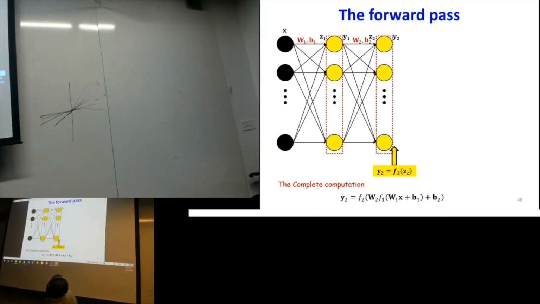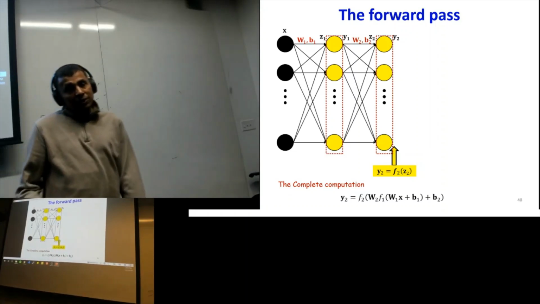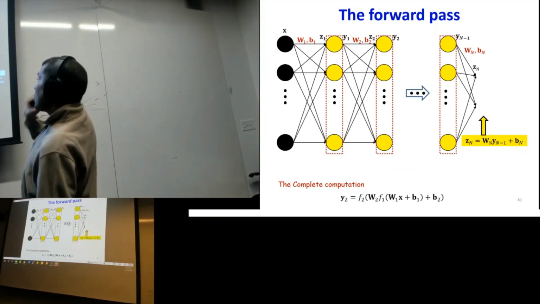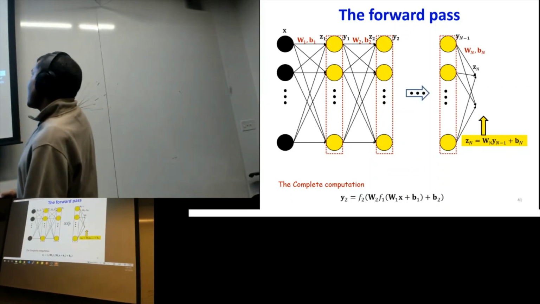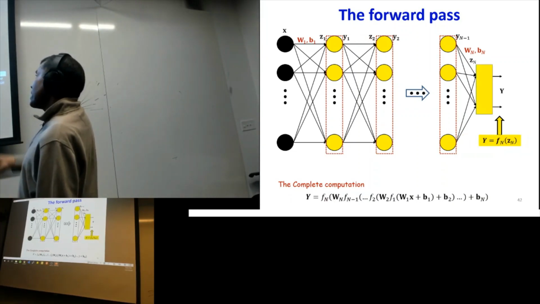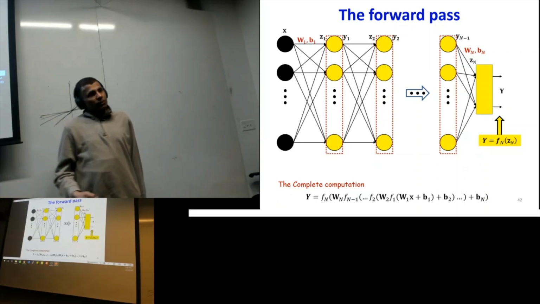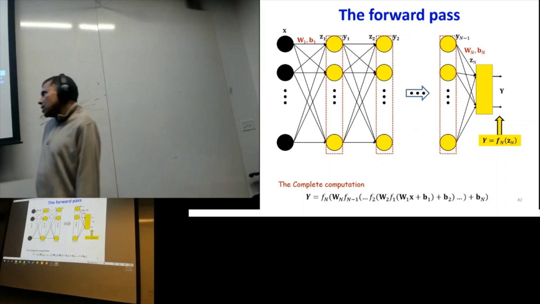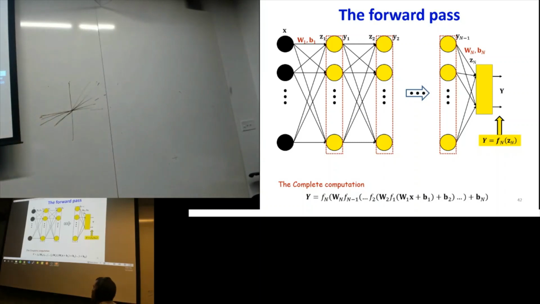And from these, I can compute the output of the second layer, which is y2, the activation of the second layer applied to the affine vector, and continue this process all the way to the end till I get the affine combinations that go into the final output layer, and then the final activation, which operates on this affine combination to give you the outputs. So the entire computation can be written like so.